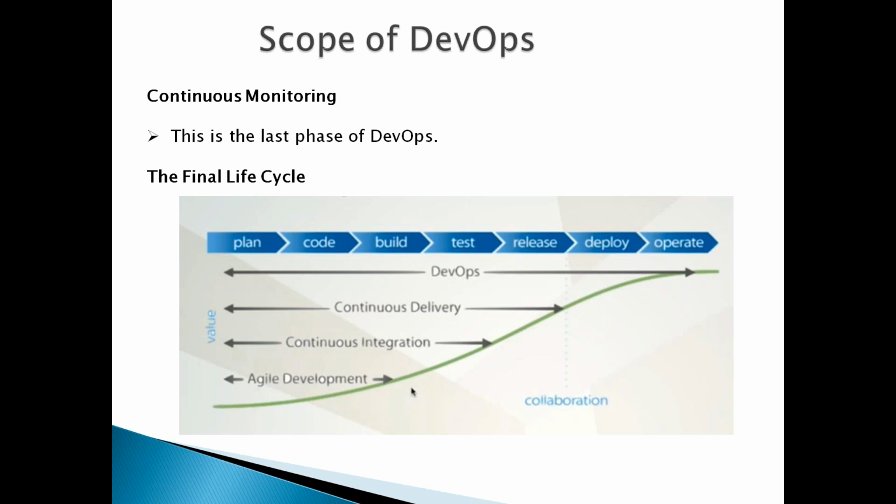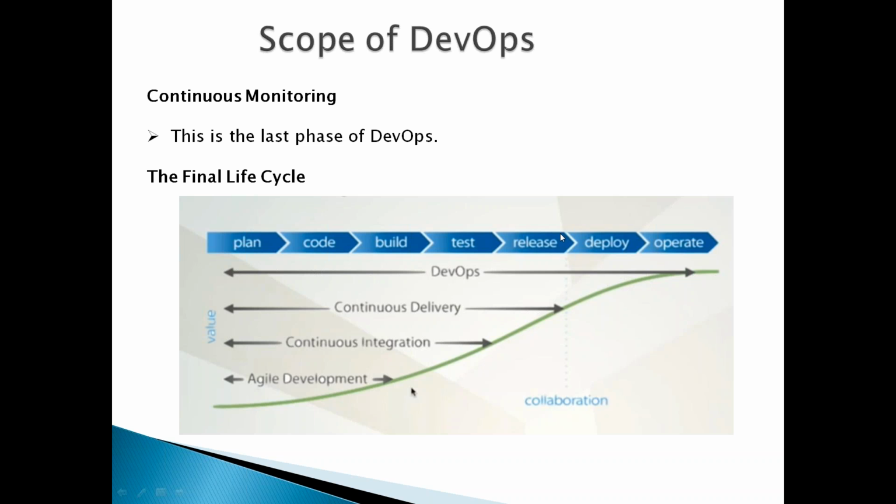Okay. So as I told you, if an organization is only implementing planning phase, coding phase, and build phase, you can call it an agile development phase. If they are only using it up to the testing phase, then you can call it continuous integration. That means they are using DevOps tools only till the testing phase. They are not using DevOps tools to deploy their applications. So that is called continuous integration only. So you're only getting the value till the testing phase.